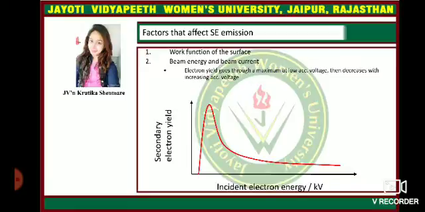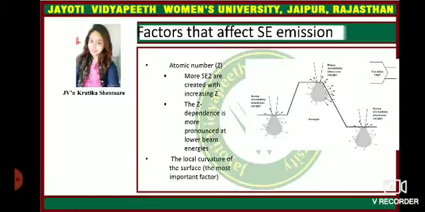The factors that affect the secondary electron emission are the work function of the surface, the beam energy, and beam current. The electron yield goes to maximum at low voltage and decreases with increased voltage. Another factor that affects the secondary electron emission is atomic number. More secondary electron 2 are created with increasing Z; the Z dependence is more pronounced at lower beam energies. The local curvature of the surface is the most important factor.